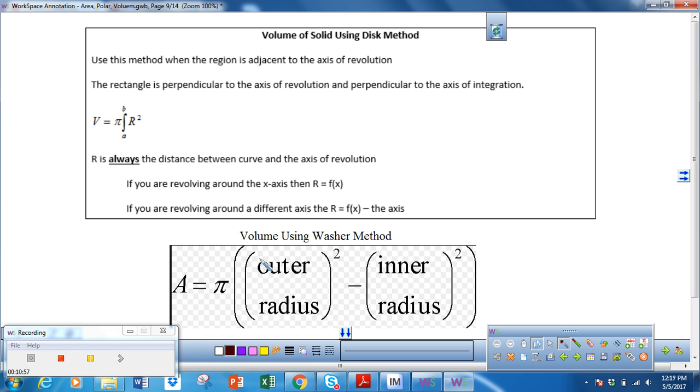One of the common mistakes I see for the washer method is forgetting that the outer radius is squared in and of itself, and then the inner radius is squared. It's not outer minus inner quantity squared. They're each squared individually if you're using the washer method. Whereas with disk method, it's f of x minus the axis of rotation quantity squared.